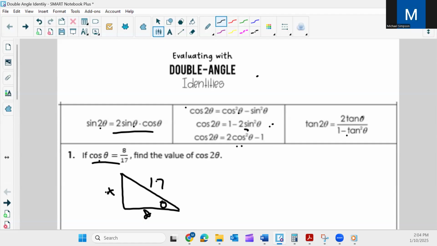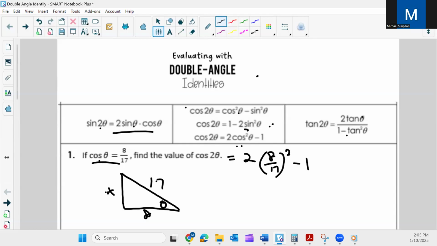Okay, here we go now. So let's solve this real quick. We're going to use the third identity for cosine 2 theta, and that's equal to 2 times cosine squared. Cosine is 8 over 17, but it is squared, right? So let's square this, minus 1.